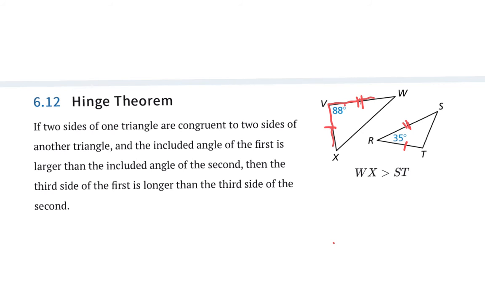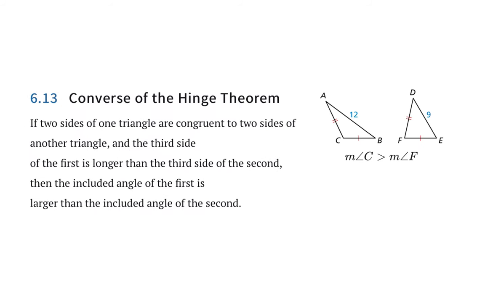If the included angle of the first triangle is bigger than the included angle of the second triangle, then guess what? That third side will be longer than that third side. So no big deal. It's a hinge theorem. Again, it's like V is the hinge and we're opening up that doorway, or R is the hinge and we're opening up that doorway. The wider the angle, the bigger the side.